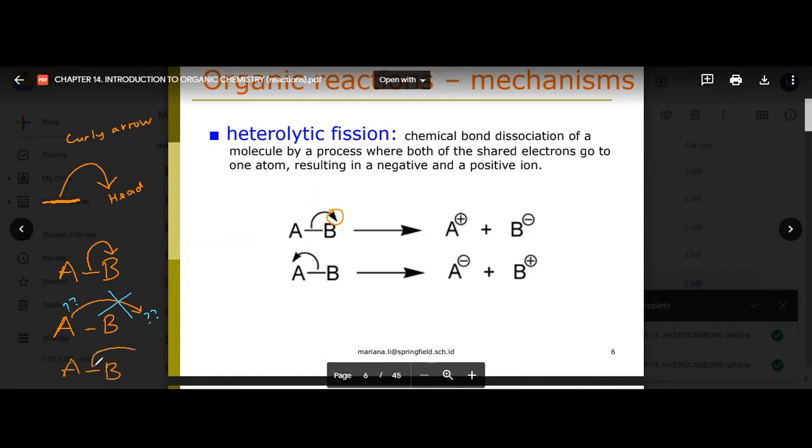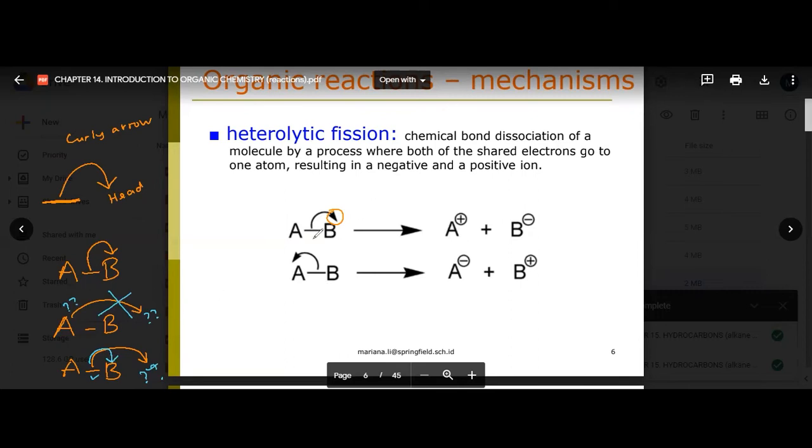Okay, another student makes the curly arrow like this. Okay, this is too far. Okay, the initial is already correct from the covalent bond, but this is too far. Where? Yeah, this is not correct, but instead of this, to B. Okay, this is how you draw the curly arrow for heterolytic fission.